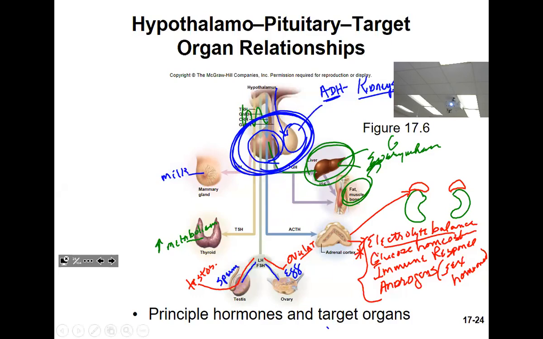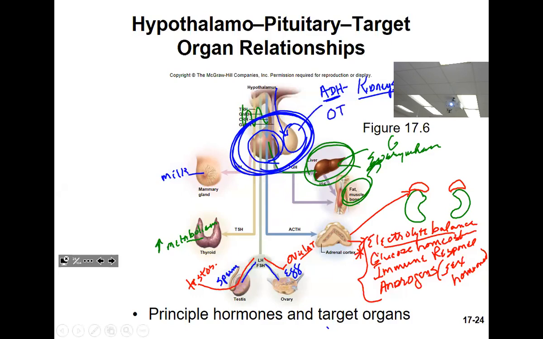But is ADH important to you today? Yes, it is. Okay. Now, one more hormone from the pituitary, and we will have 8 from the pituitary. 8 hormones that we're talking about. This hormone is abbreviated OT. That stands for oxytocin. You can look at your PowerPoints later to get the spelling of oxytocin.